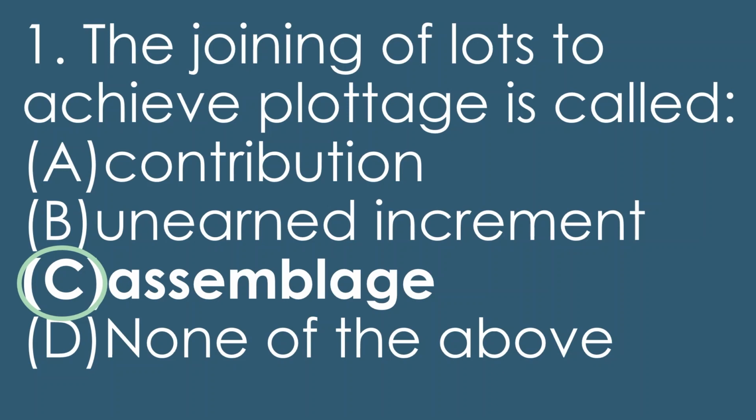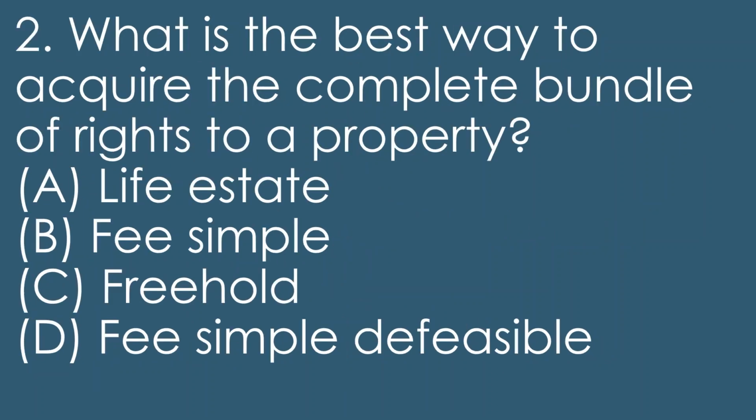Okay, so let's move on to the next one. 2. What is the best way to acquire the complete bundle of rights to a property? A, life estate, B, fee simple, C, freehold, D, fee simple defeasible.